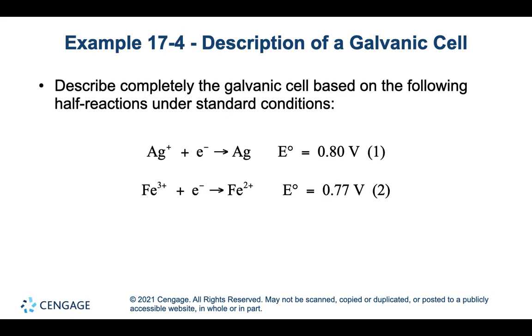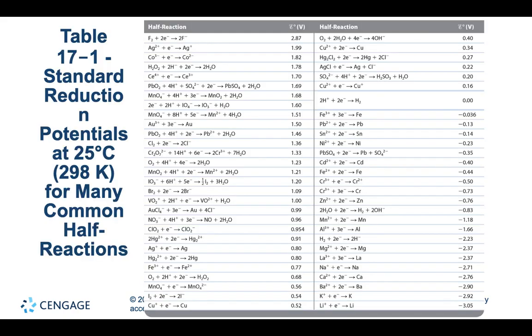Okay. Again, describe a galvanic cell. Here we have silver ion and silver metal, and then iron plus 3 and iron plus 2. So we go back to our table. Those are found at 0.80 volts for the silver and silver ion, and then 0.77 volts for the iron plus 3 and iron plus 2.